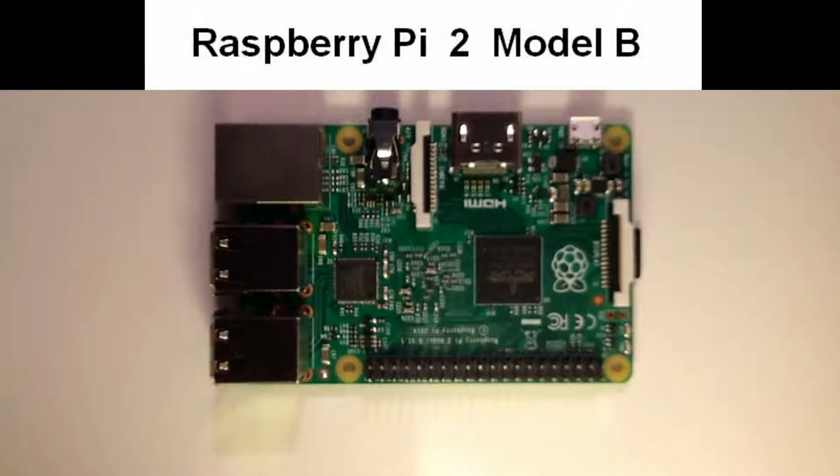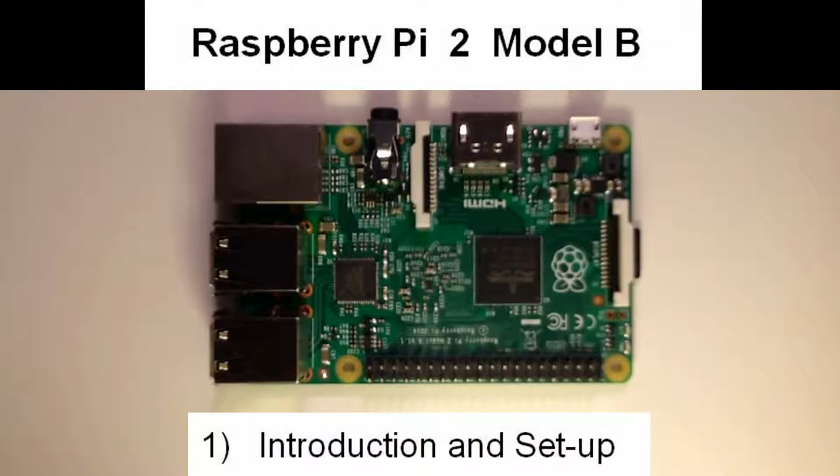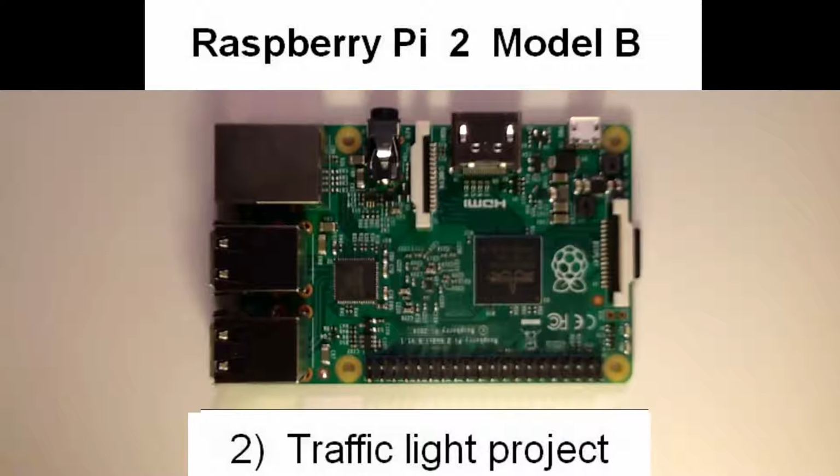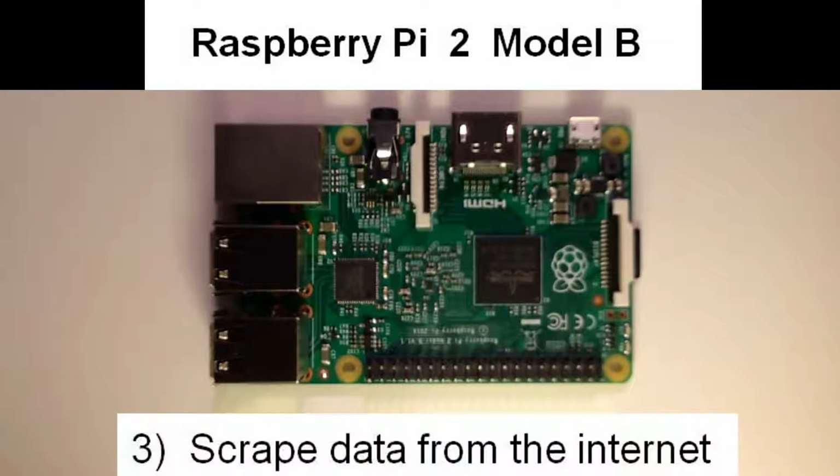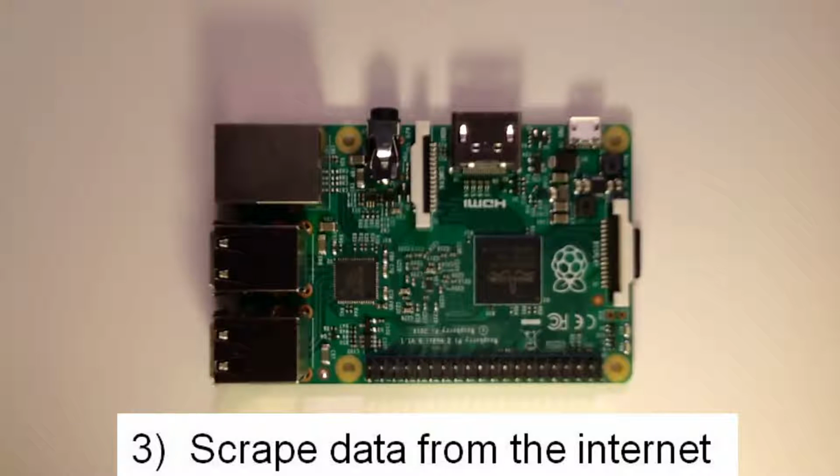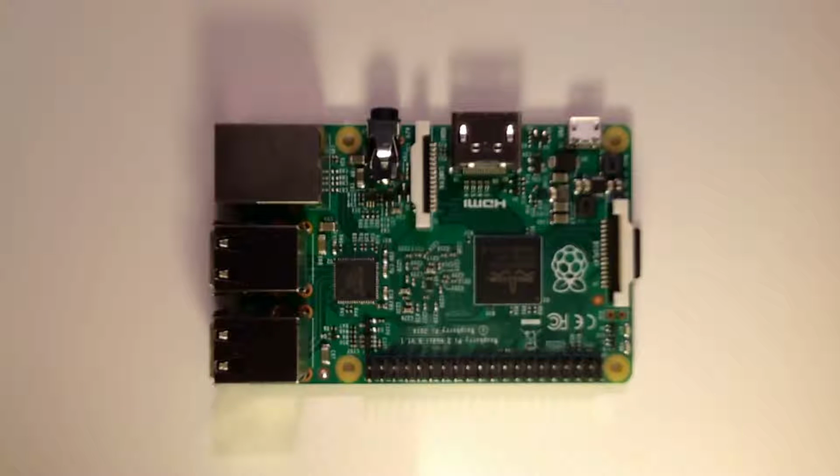This is the Raspberry Pi 2 Model B. This video is the second one of three. The first video was an introduction and setup of the Raspberry Pi. This video shows the traffic light project, and the third video shows how to scrape data from the internet. Okay, so let's get started.